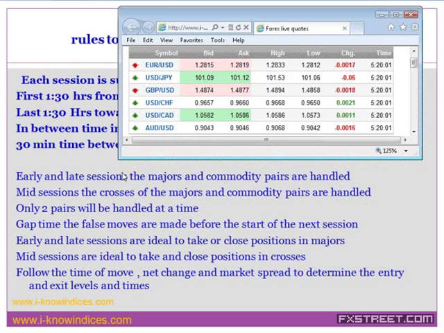So this is how you have to take the entry time, namely the early and the late sessions, and also the entry levels near the low, so that the chances of the hedging order getting hit will be less.